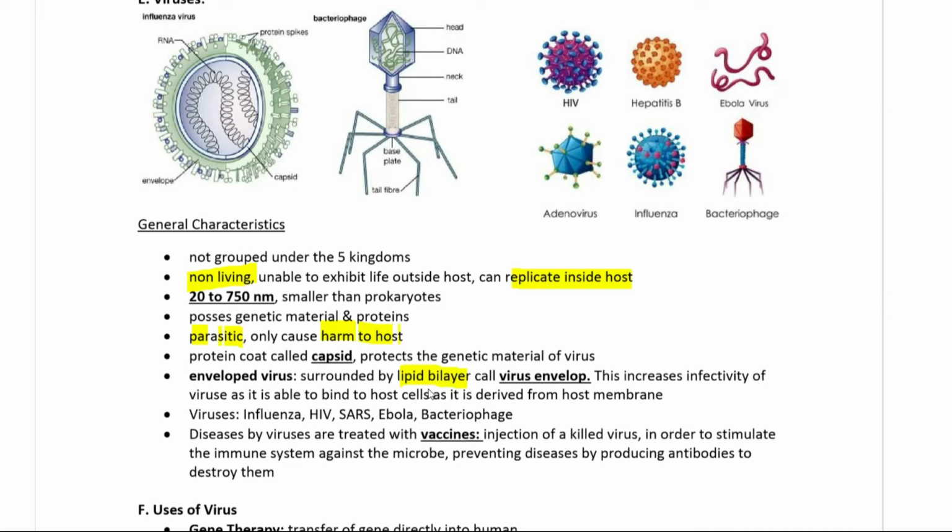Okay, so if you break up the word, it means fats in 2 layers, and this forms the virus envelope to actually protect the virus DNA itself, and also when it binds onto human cells or host cells, it increases the ability of these bacteria to infect the host.